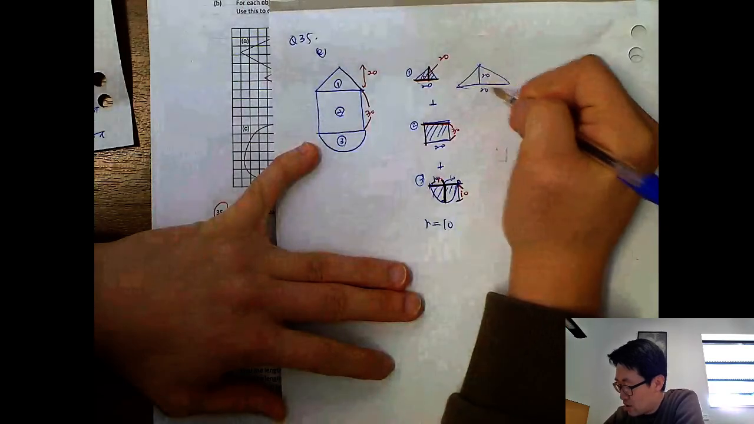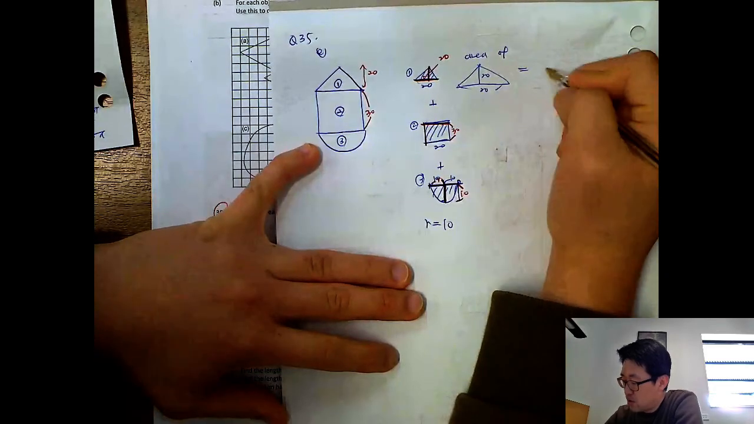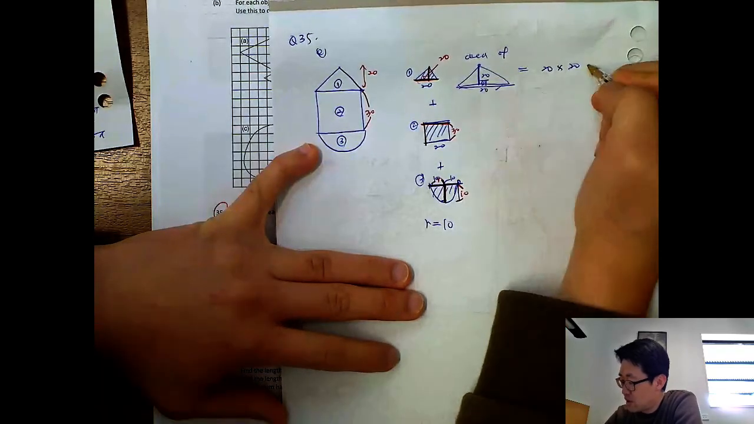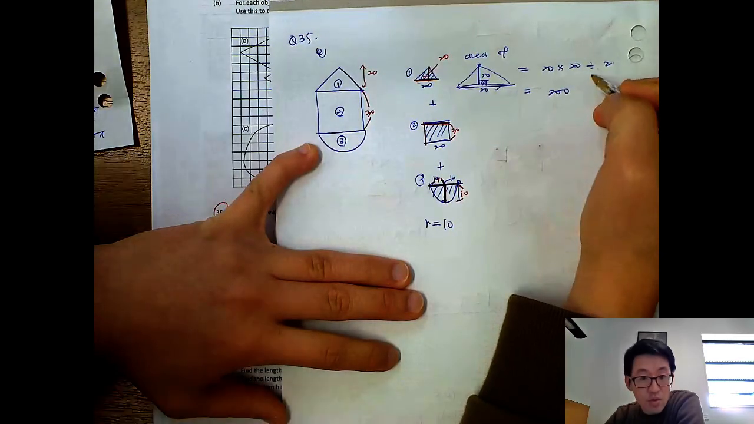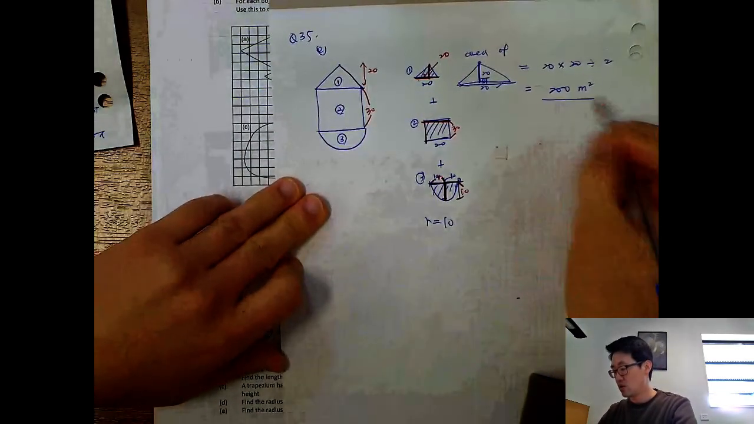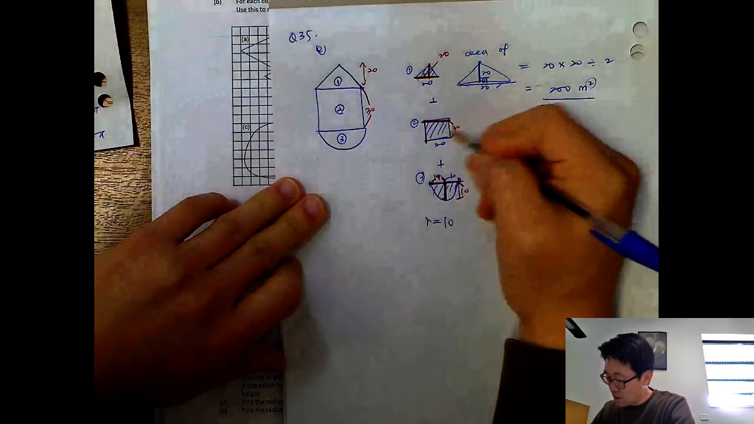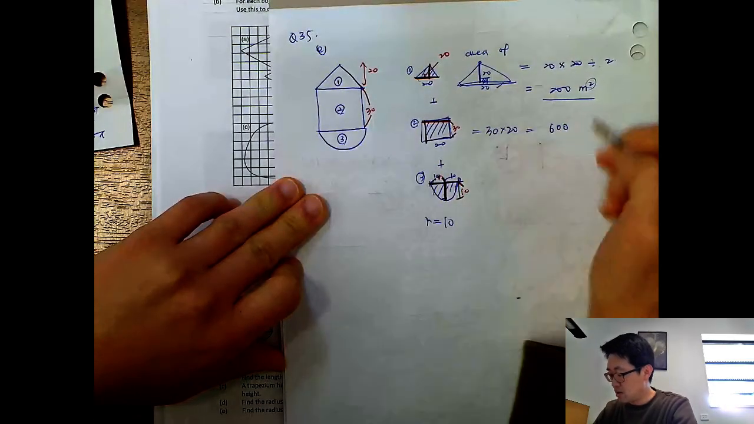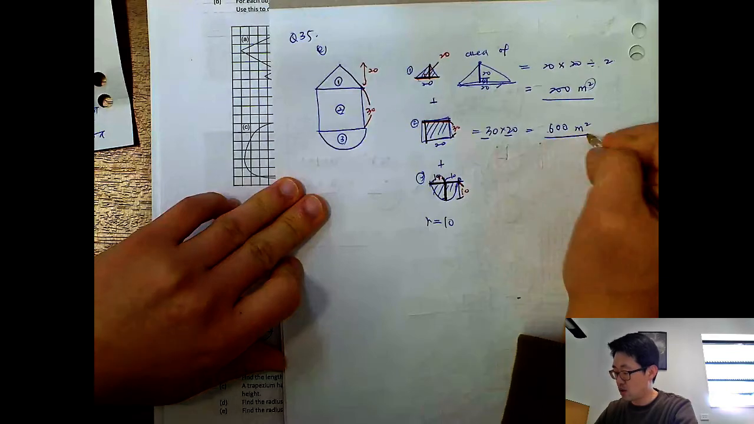That's 20, that's 20, so all I need to do: area of triangle equals height times base, 90 degrees, divided by 2. 10, 200. And what's the unit here? Meter, so 200 square meters. Area is always a square unit. Good. And the next one, area of this, 30 times 20, 600. 3 times 2, 6. How many zeros? 2 zeros. So write it down. Square meters.